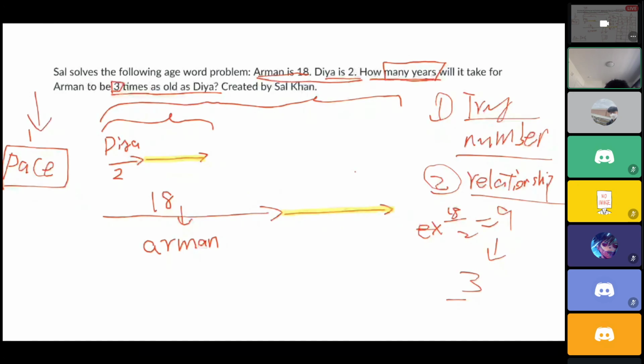And third, trying to generalize. This is actually what you do with higher level math as well: first, try numbers; second, figure out the relationship; and third, generalize the solution with the new discovery about the nature.